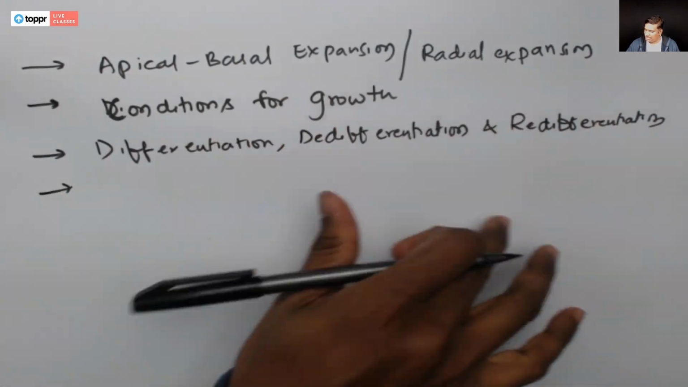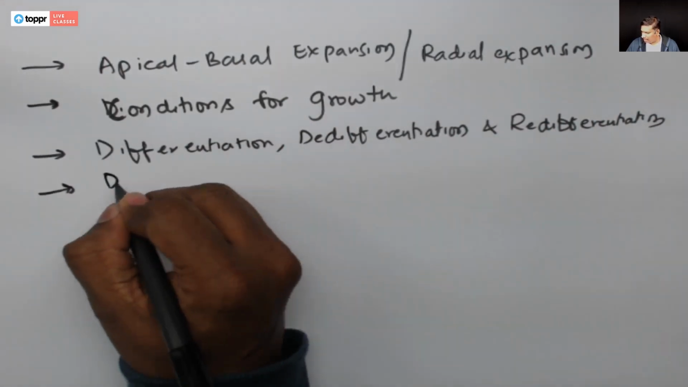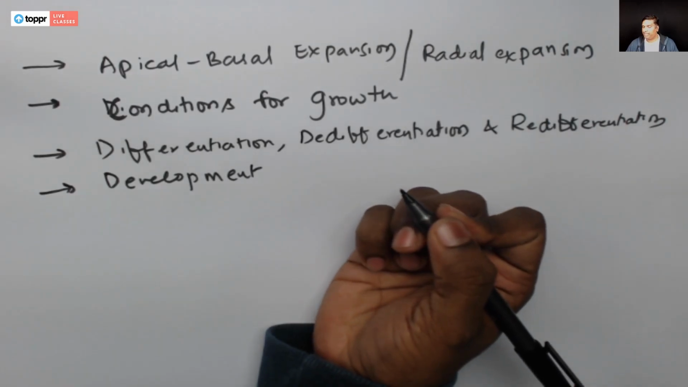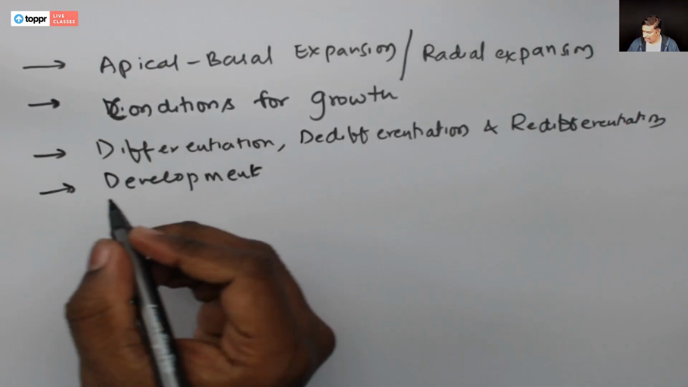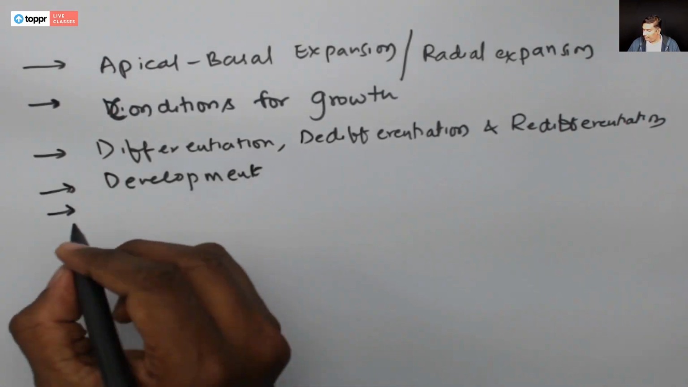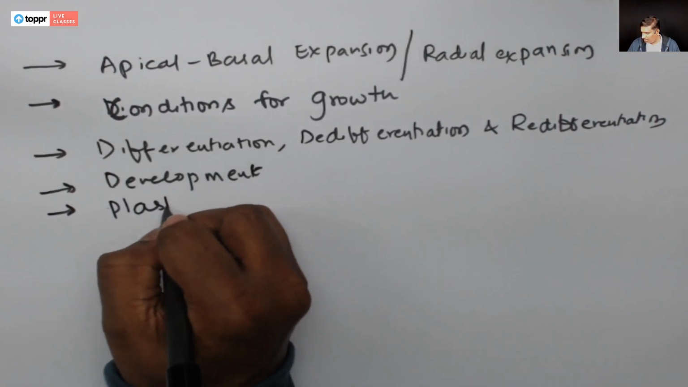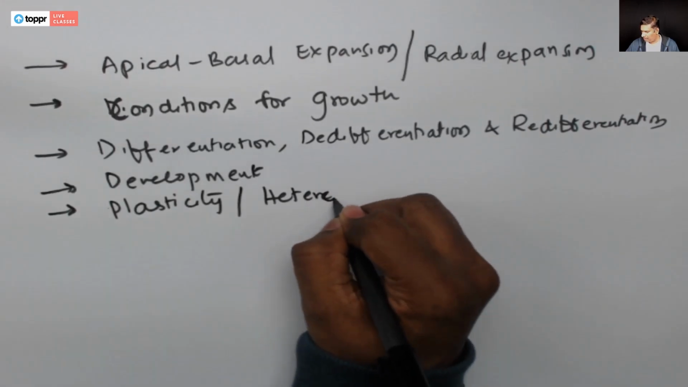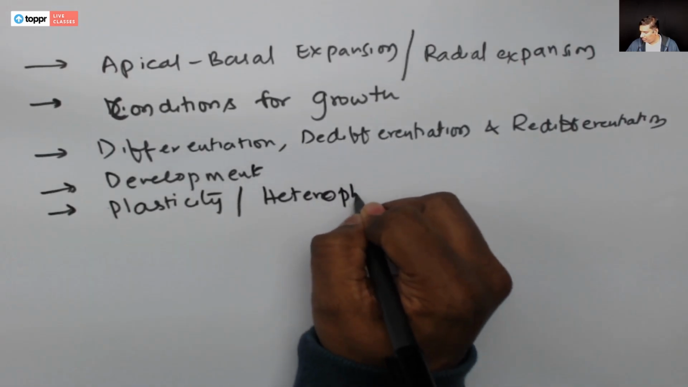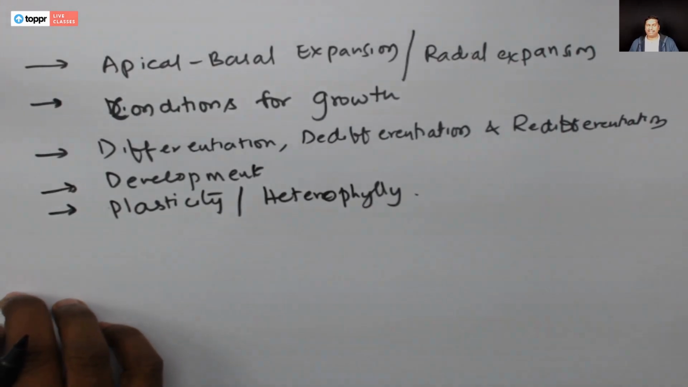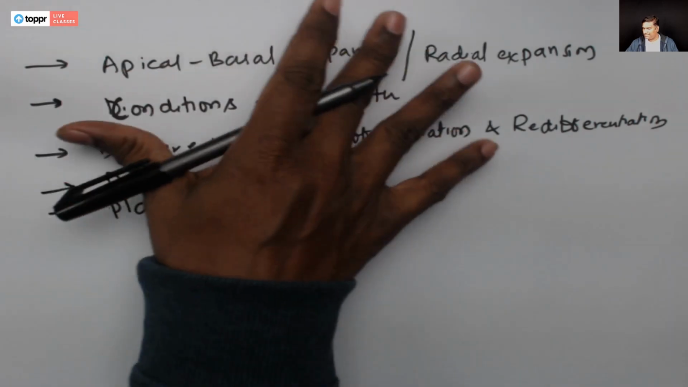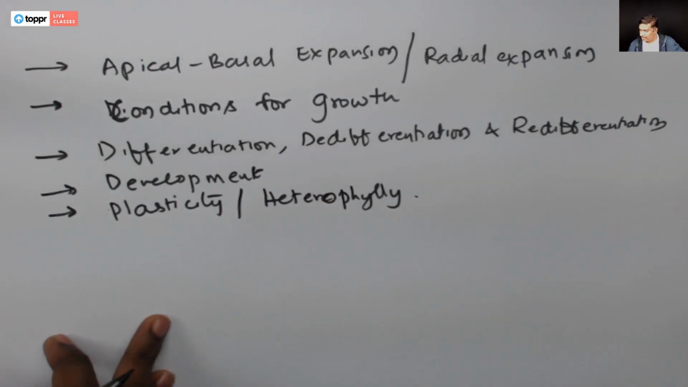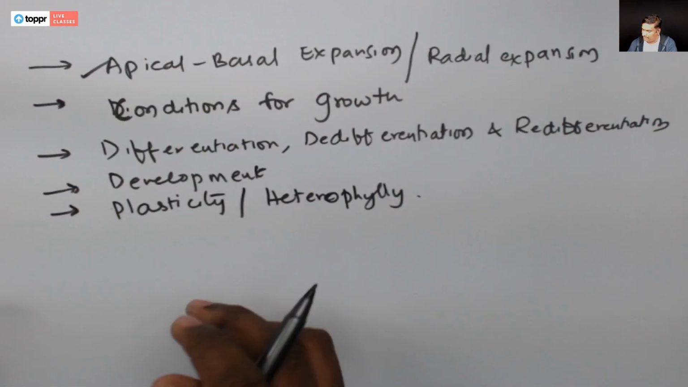Okay, once we cover these three aspects, we'll come to what exactly development is. Okay, in terms of plants, what is development? And then we'll talk about plasticity and heterophyly. Okay, so these are the various aspects that we'll cover today. As you can see, this is going to be a short session when compared to the session that we had yesterday. So we'll start with the first aspect, which is apical and basal expansion.